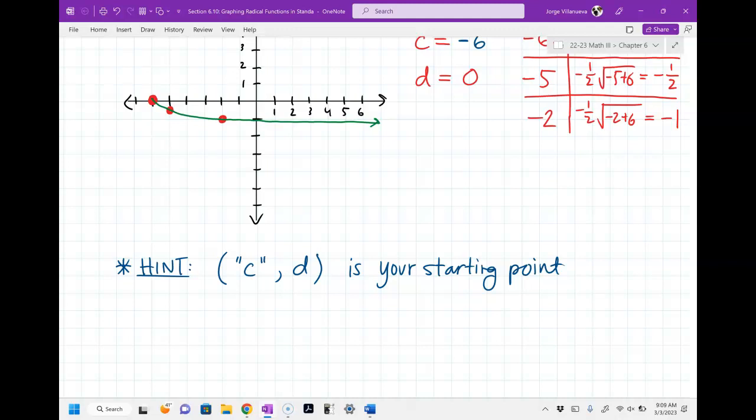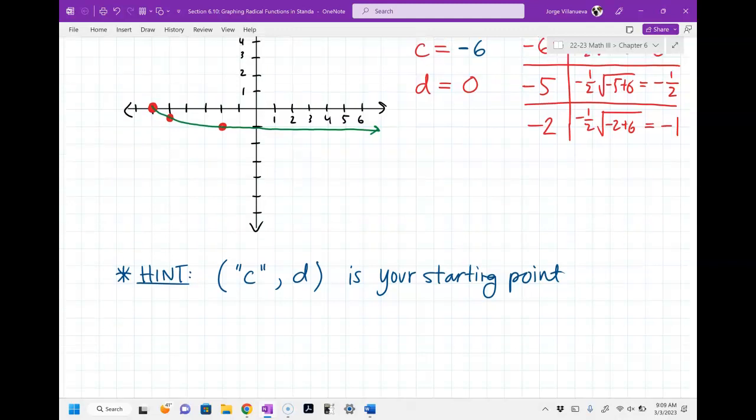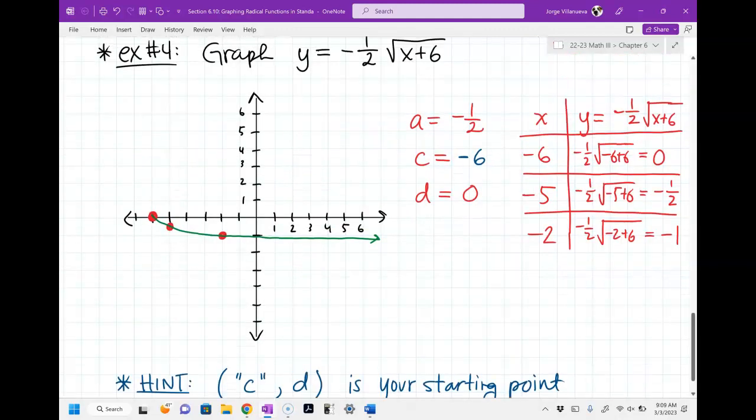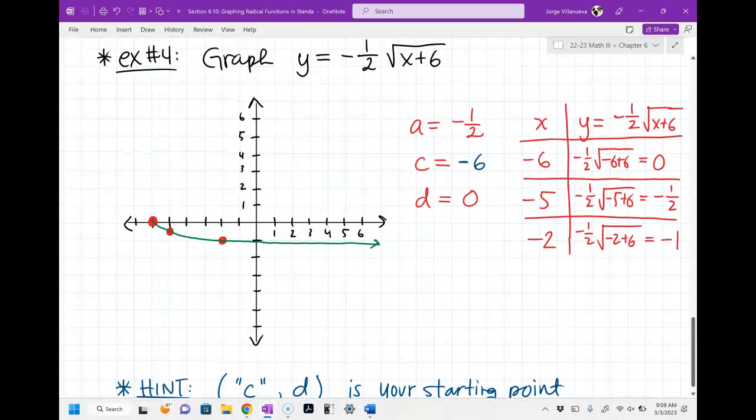Okay, so your first point, you don't even have to calculate it if you don't want to. You can just automatically put your C comma D value, -6, 0. Right? You don't have to calculate if you don't want to. Okay? I just wanted us to practice the calculations a bit. That way you can get used to it. In case you forget, I can just use this point, right?